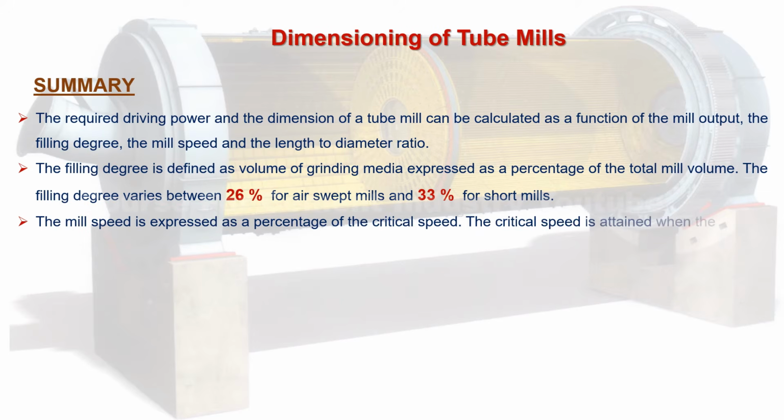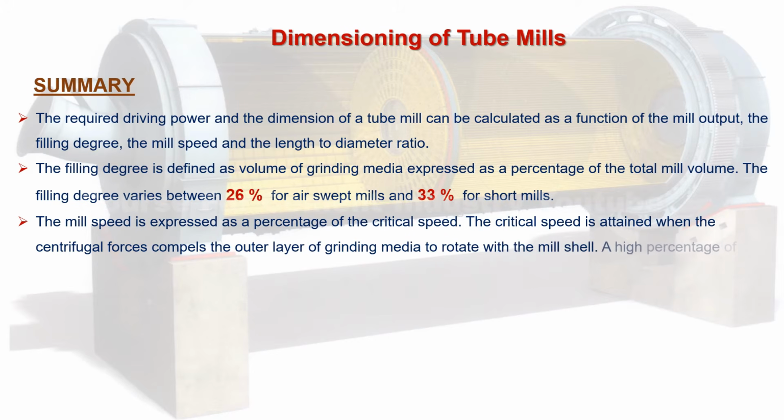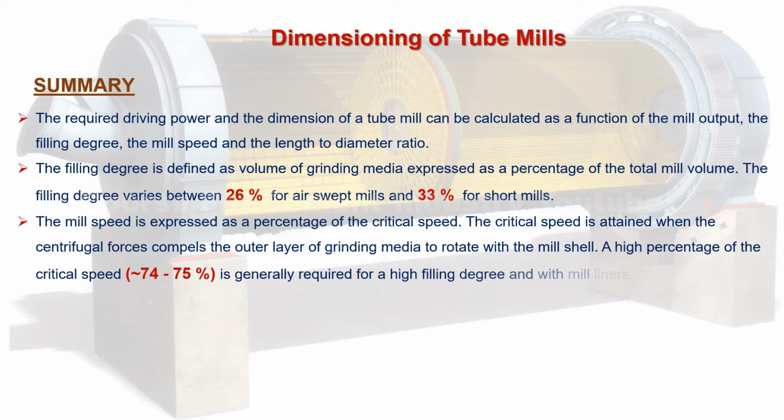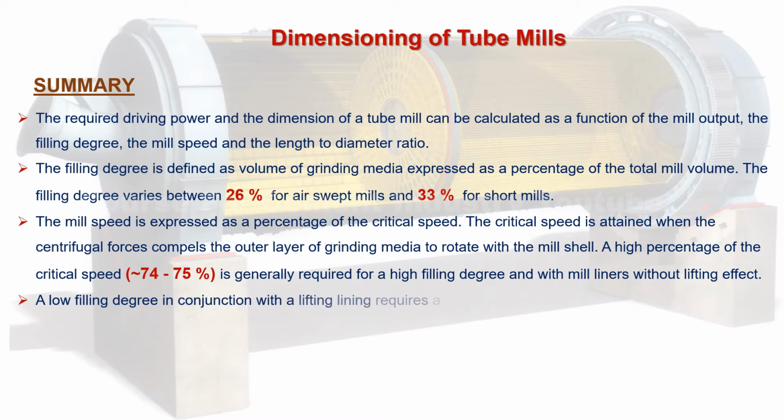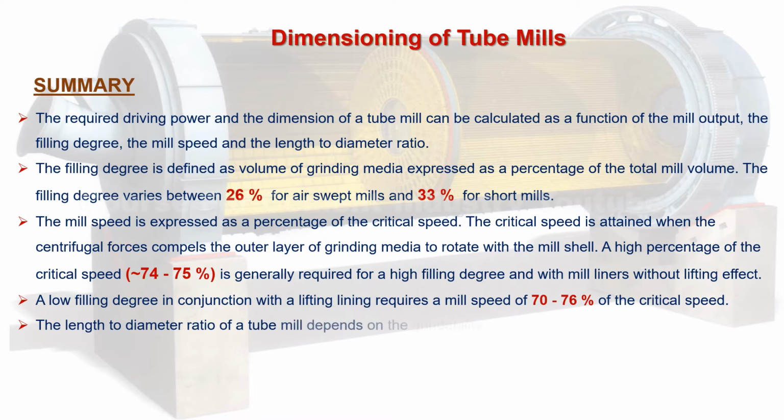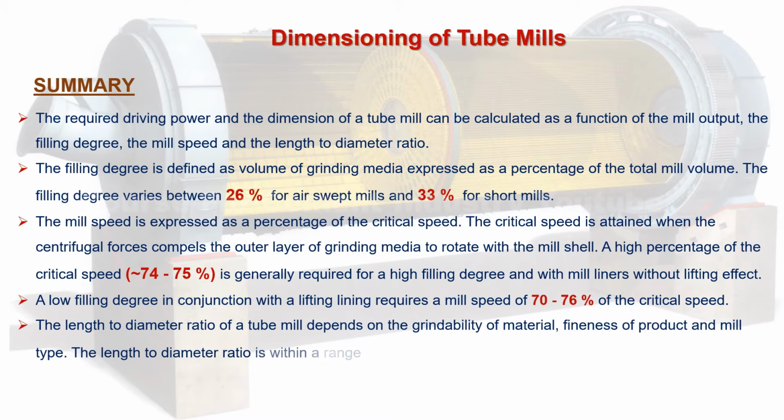The critical speed is attained when the centrifugal force compels the outer layer of grinding media to rotate with the mill shell. A high percentage of the critical speed, approximately 74 to 75%, is generally required for a high filling degree and with mill liners without lifting effect. A low filling degree in conjunction with a lifting lining requires a mill speed of 70 to 76% of the critical speed. The length to diameter ratio of a tube mill depends on the grindability of the material, fineness of the product and mill type. The length to diameter ratio is within a range of 1.5 to 2.5 for raw mills, and 3 to 3.5 for cement mills.